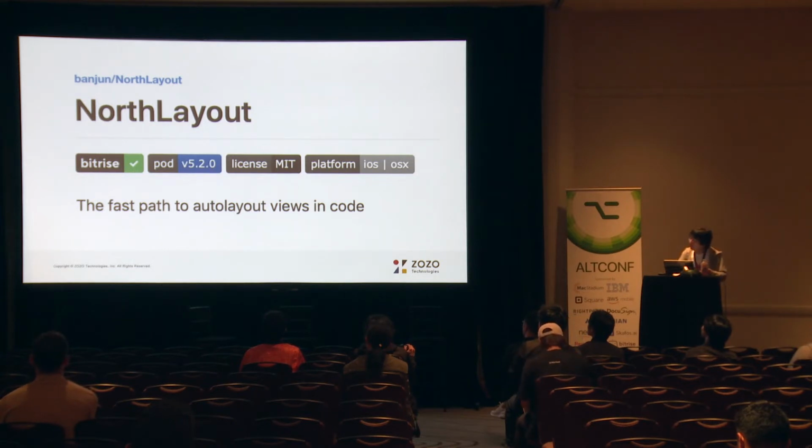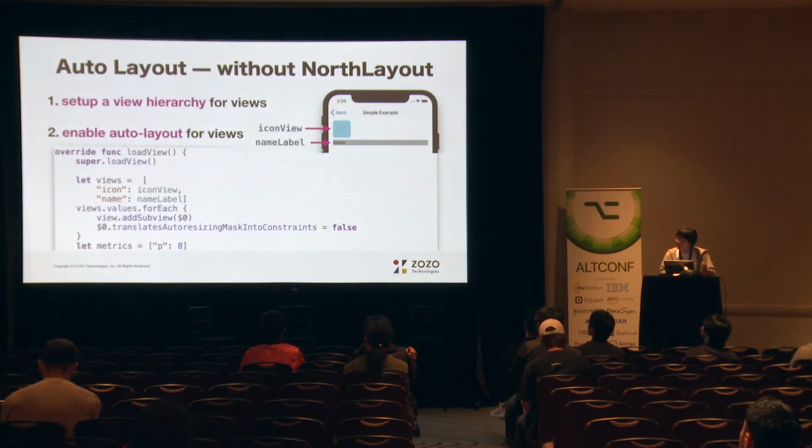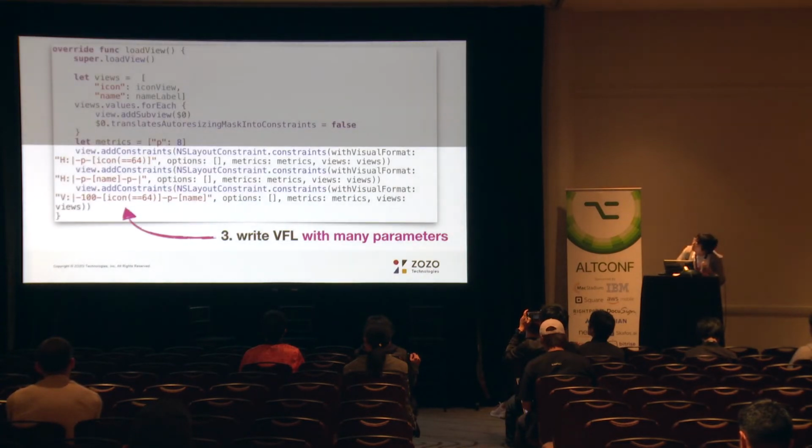To reduce the boilerplate, I have created a similar library for AutoLayout. It's named NorthLayout. Before using NorthLayout, take a short look at code defining AutoLayout programmatically. You need to write trivial code such as setting up view hierarchy or enabling AutoLayout for each view. And then you write VFLs with many redundant parameters. It makes some noise.